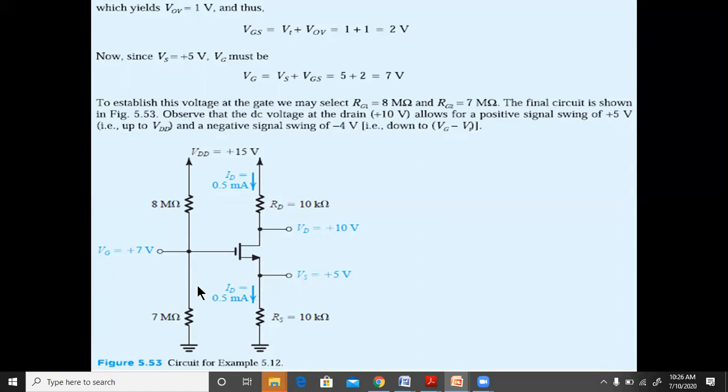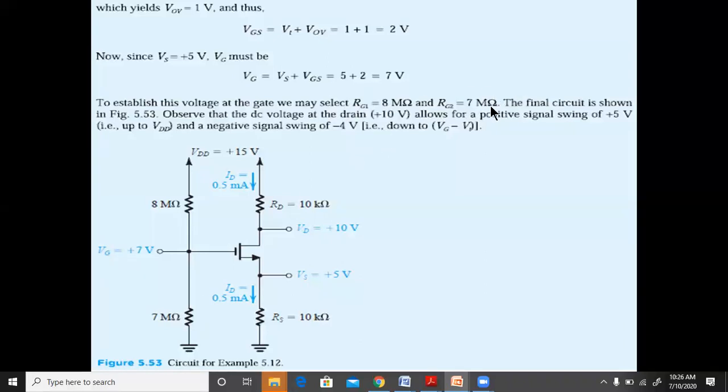And once this is chosen as 7 megohm, we want the current here to be 1 microampere, because 7 megohm will give me the value of 7 volts here only if 1 microampere is flowing over here. So to have 1 microampere, naturally this should be 8, because 8 plus 7 will be 15. 15 volts divided by 15 megohm will give me 1 microampere. That's the reason behind this.